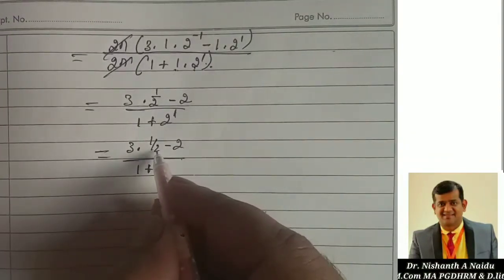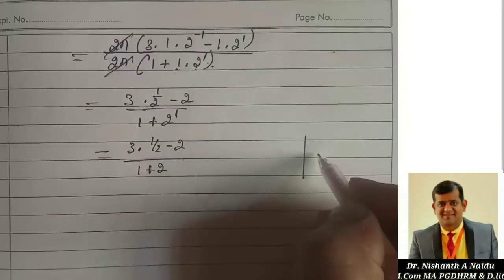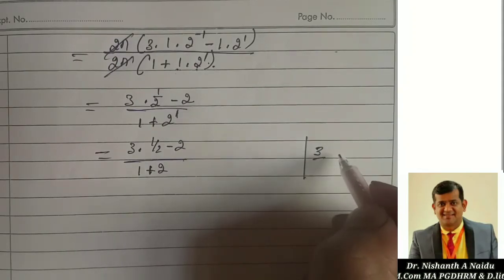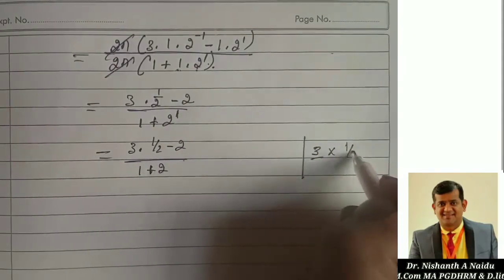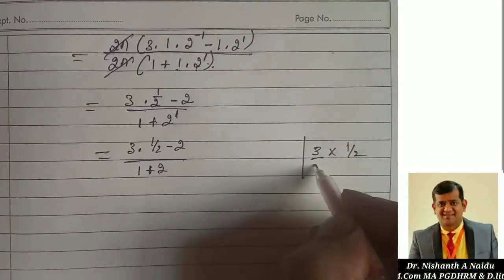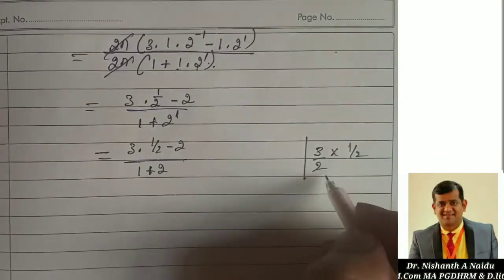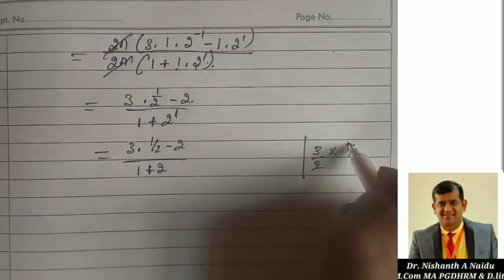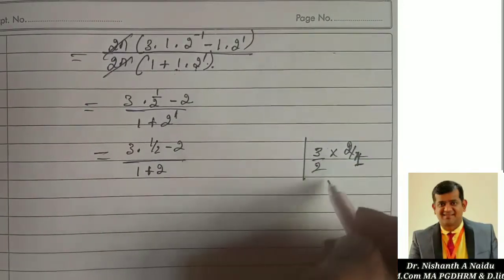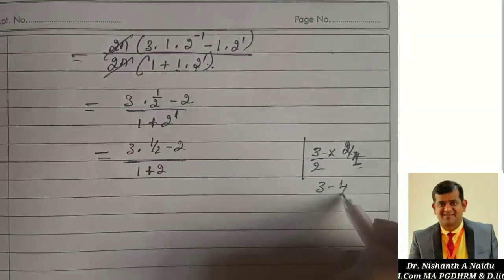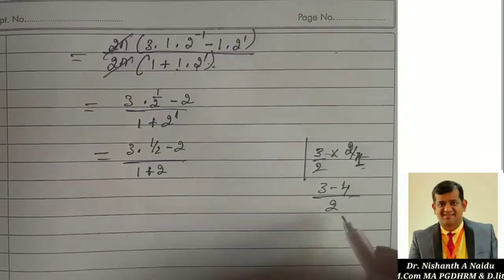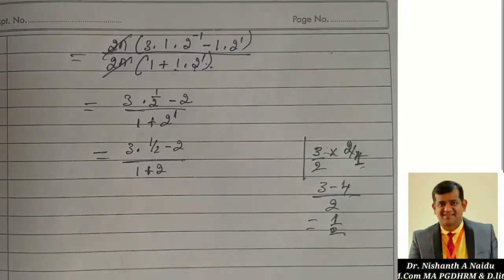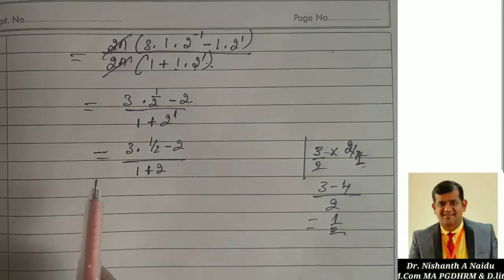Now 3 into 1 by 2 is there. So for that we have to make a simplification. That is 3 divided by 2 into 1 by 2, right? So here this 2 will be considered here. So now check. 1 by 2 will become 2 by 1. So 3 ones are 3, 2 twos are 4 divided by 2 ones are 2. So that is equals 1 by 2. That is what I have taken, 1 by 2.